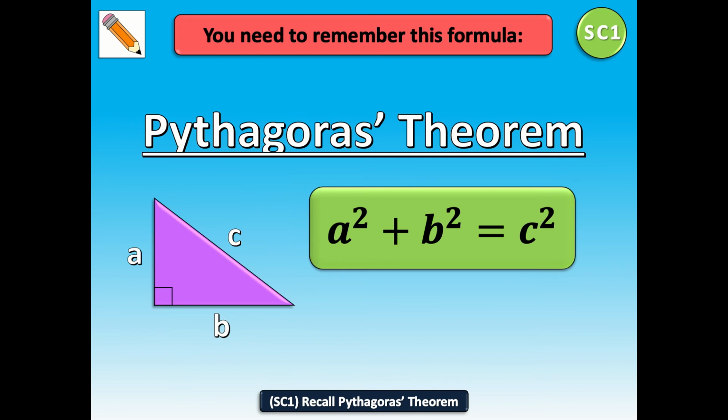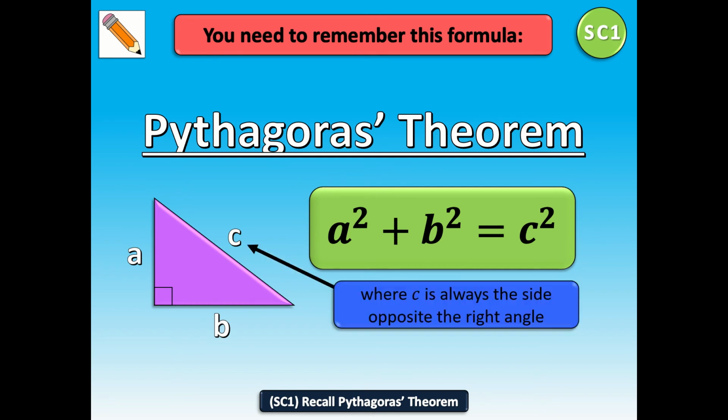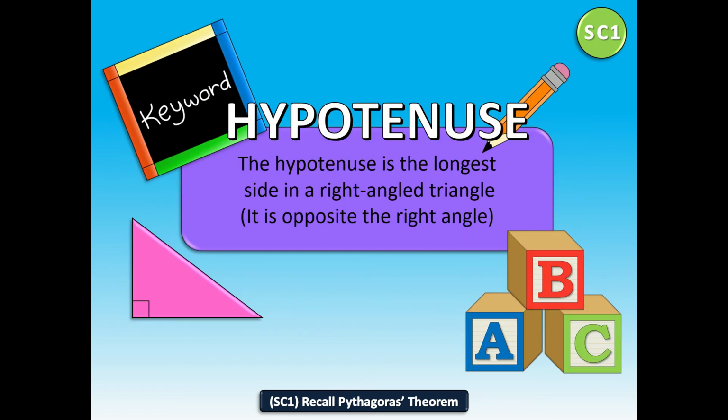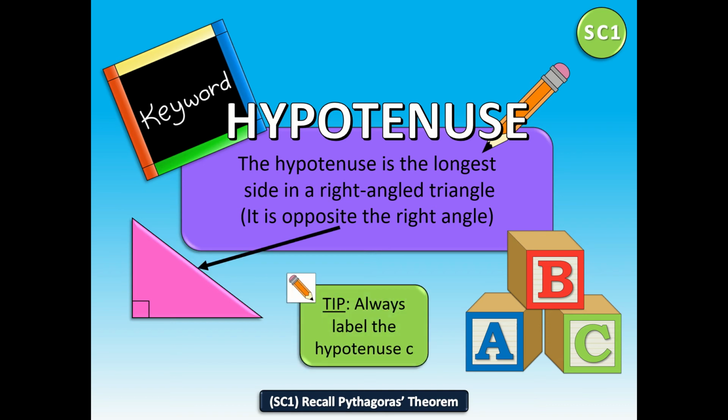So Pythagoras' theorem is this. It's a squared plus b squared equals c squared. And c is always opposite the right angle in the triangle. This side is known as the hypotenuse, and it's the longest side of a right angled triangle. And when we use Pythagoras' theorem, we always have to label it C.